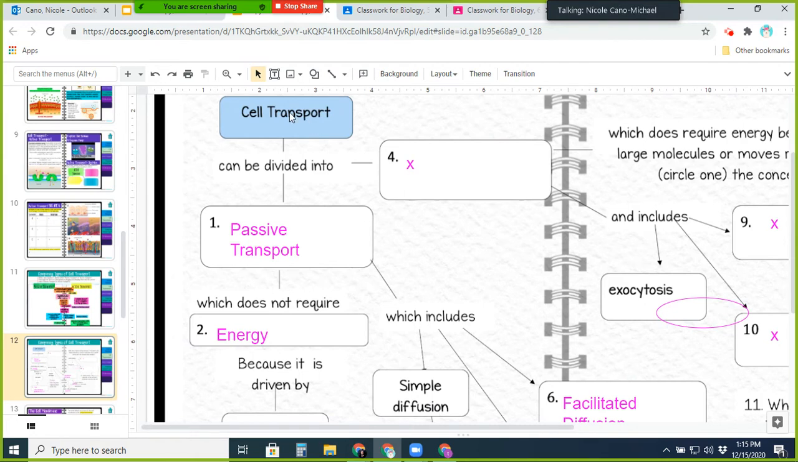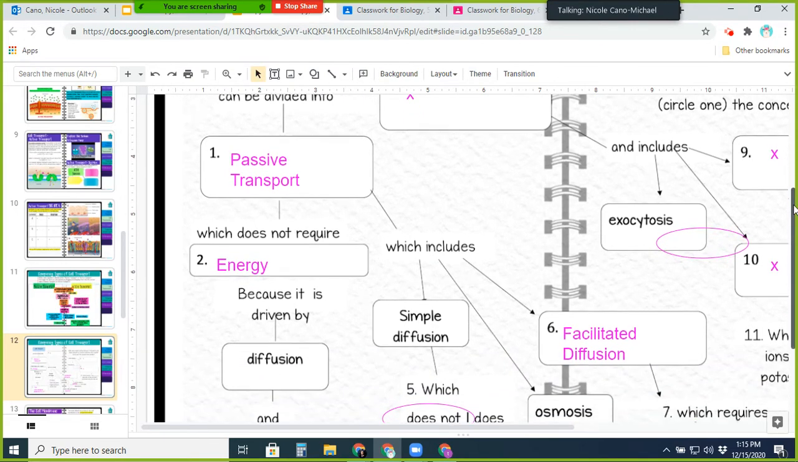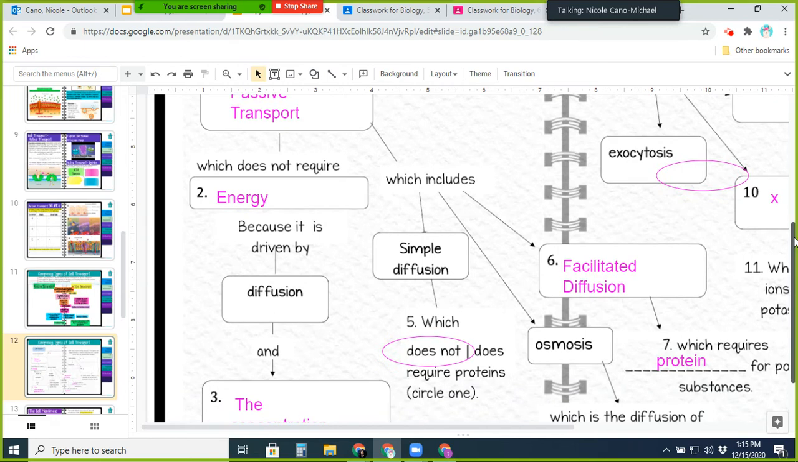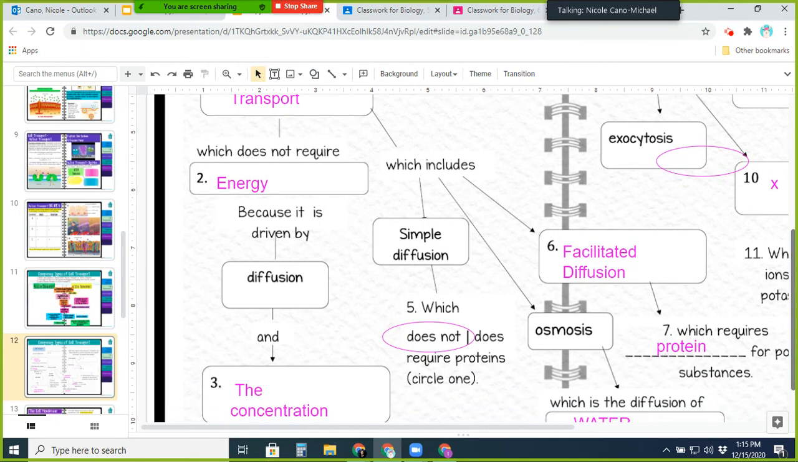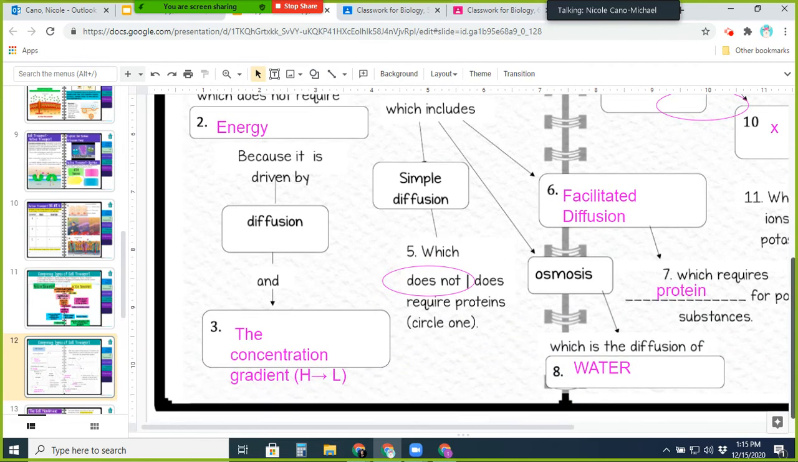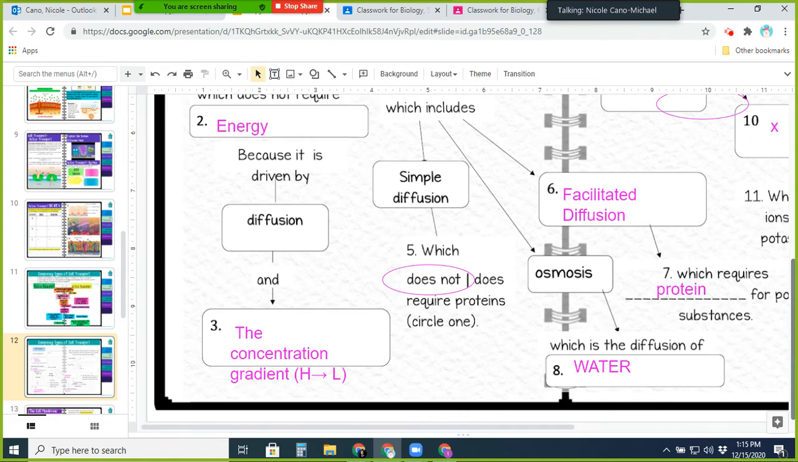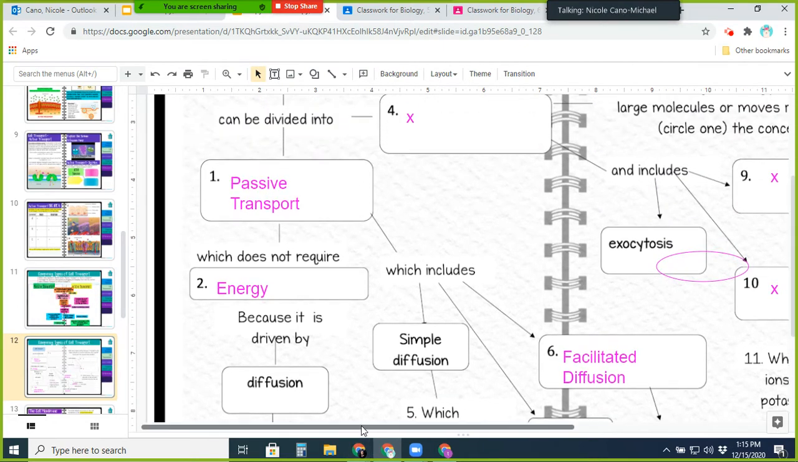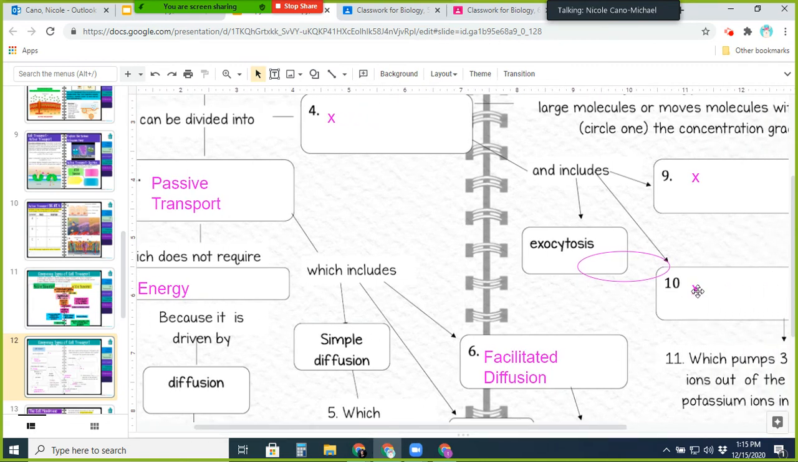All right, so real quick recap. Cell transport is the ability to move things into and out of a cell across a cell membrane. The first one that we have looked at is passive transport. Passive transport does not require energy because it's driven by diffusion and the concentration gradient. The concentration gradient is the natural tendency that things have to move from areas of high concentration to areas of low concentration. Passive transport can be divided into 3 types, okay?